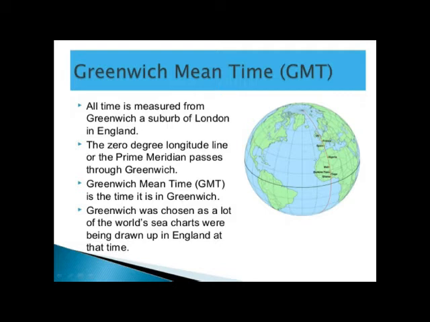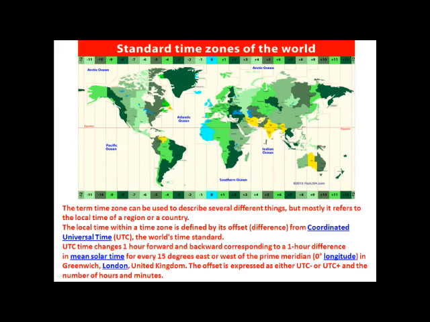Let's look at the Greenwich Mean Time. All time is measured from Greenwich, a suburb area in London, in England. The 0 degree longitude line of the prime meridian passes through this Greenwich city. That is why the Greenwich local time is called Greenwich Mean Time. Greenwich was chosen as a lot of the world's sea charts were being drawn up in England at that time.